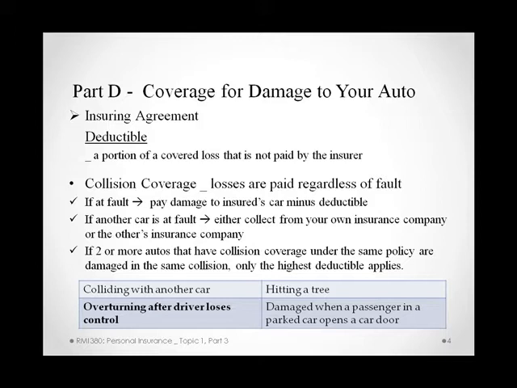The collision coverage will cover colliding with another car, overturning after the driver loses control, hitting a tree, and damage when a passenger in a parked car opens a car door. Now, as we said before, hitting a deer would be considered as other than collision. However, hitting a tree is a collision. It is quite obvious because the tree does not move, so it won't be considered unexpected that the tree shows up, and therefore hitting a tree would be considered as collision damage.